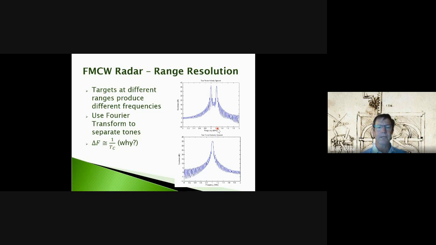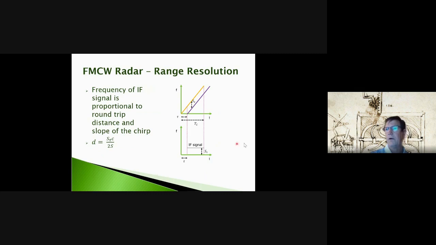So now, what happens if they're too closely spaced? Well, they bleed together, right? So our ability to resolve these things, delta F, is approximately equal to 1 over T sub C, where T sub C is the length of our chirp. I define that here in this graph, if we look at that transmission, T sub C.